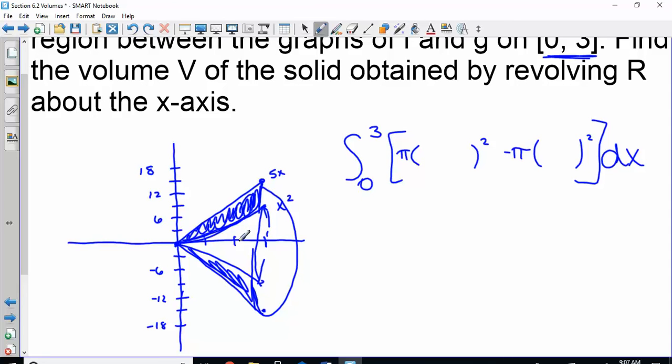So, the outside. What would be my outside radius? It's the 5x. So it's pi times 5x squared. And the inside is the x squared. So pi times the x squared squared. As long as you're rotating around an axis, you don't have to have anything fancy with your radius. It's just your function. So we could take out the pi. So we get 25x squared minus x to the 4th dx.